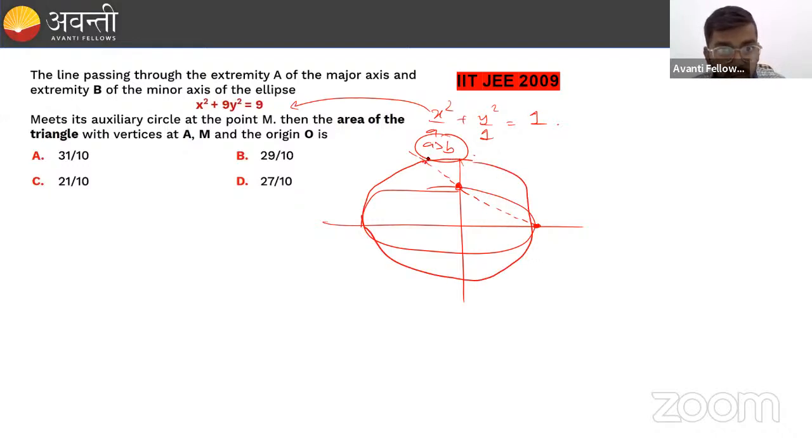So you have now this point shown as M. The area of the triangle with vertices A, M, and O, where A is the extremity of the major axis. This is A, M, and O. So this is 0, 0, the origin. This point is A. A will be (a, 0), which will be (3, 0). We just have to find this point M. You have to find the point M and then you will get the area.